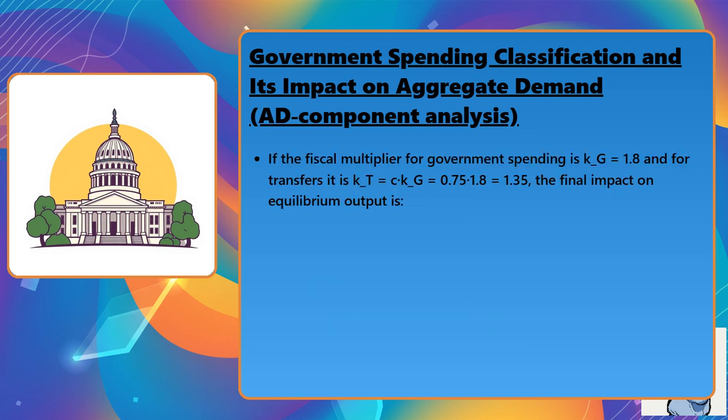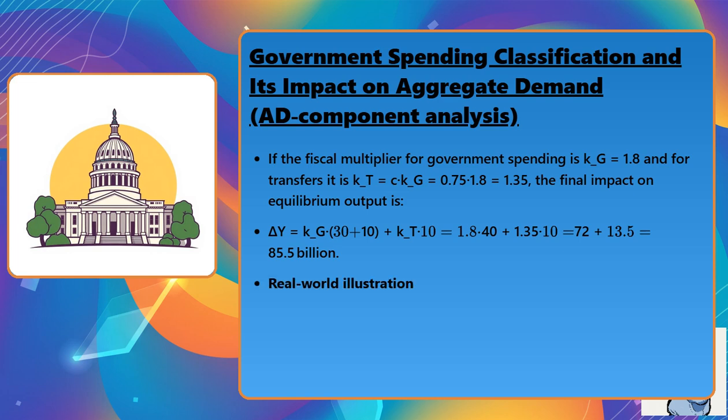If the fiscal multiplier for government spending is K sub G equals 1.8, and for transfers it is K sub T equals c times K sub G, which is 0.75 times 1.8 equals 1.35, the final impact on equilibrium output is delta Y equals K sub G times the sum of $30 and $10, plus K sub T times $10, which equals 1.8 times 40 plus 1.35 times 10, which equals 72 plus 13.5, which equals $85.5 billion.